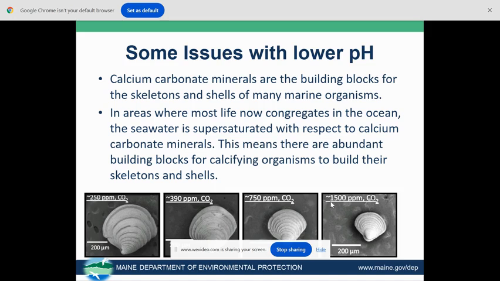So where life exists in the ocean, usually around the coastal areas, especially in the cooler regions of the ocean, it's supersaturated with calcium carbonate, meaning there's a lot of it there. Okay, so it's really easy for these organisms to just grab calcium carbonate out of the water, build their little bodies, and get on with their lives. So we can see these shells all over the place.